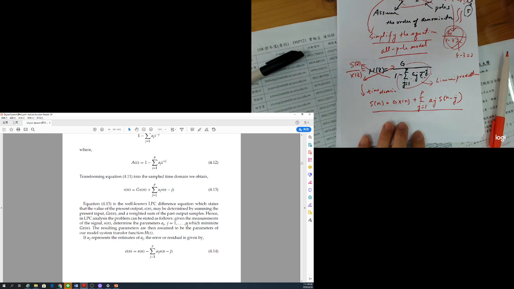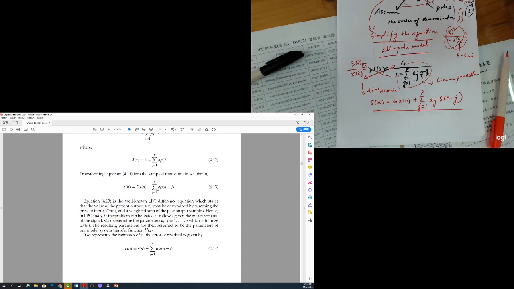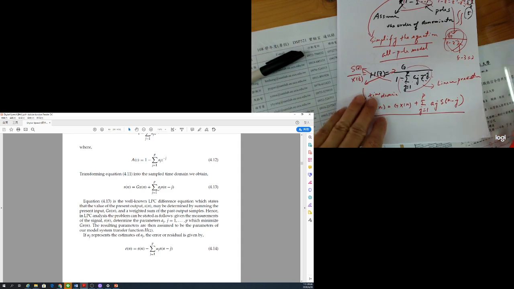So what's the P? P is your order, more like look forward, look backward. Supposed to be look backward: how many samples of your signal you are considering. The resulting parameters are the assumed parameters of the model. So we try to get the best coefficients, because right now we have a speech signal.